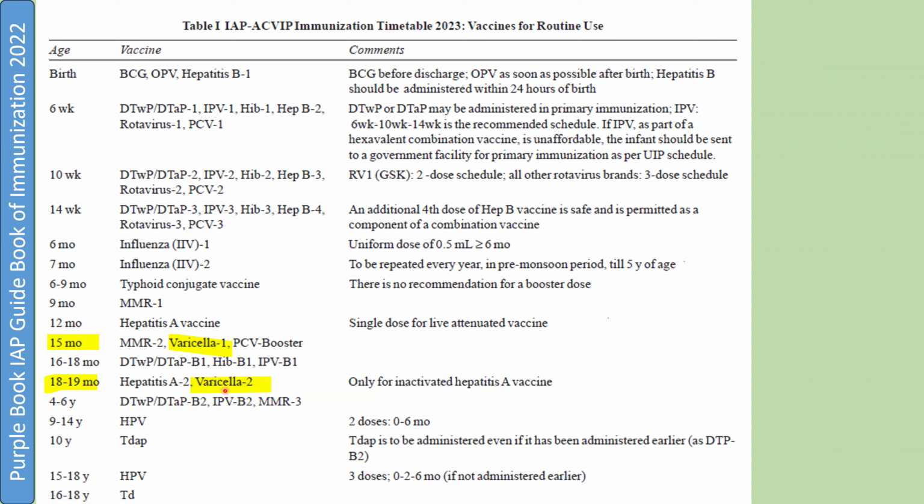Okay. They have not written about school entry, is it not? No, they have not written school entry. Yeah, MMR is there at school entry. Varicella is not there. Remember this. Okay. I don't know whether you noted.